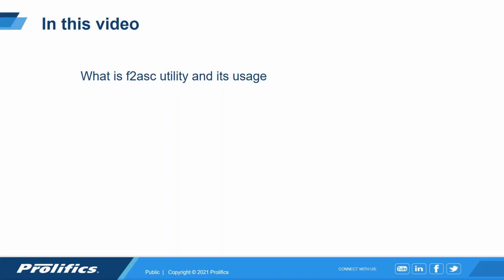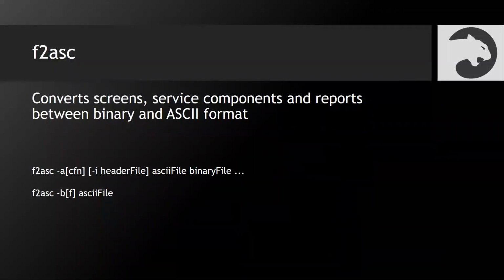In this video, we are going to talk about what is F2Ask utility and its usage. So F2Ask is the utility by using which you can convert screens, service components and reports from ASCII to binary and binary to ASCII. And here are the usages of F2Ask.